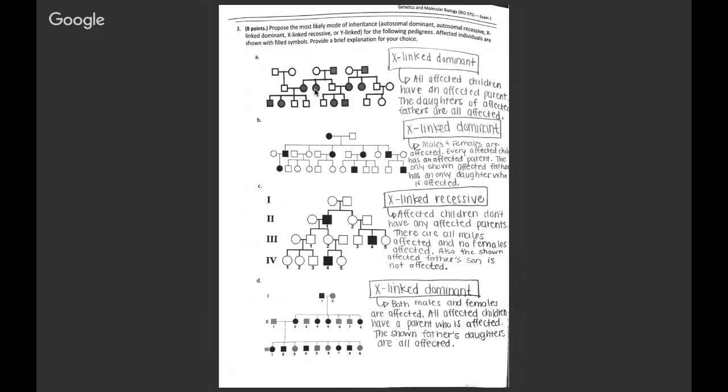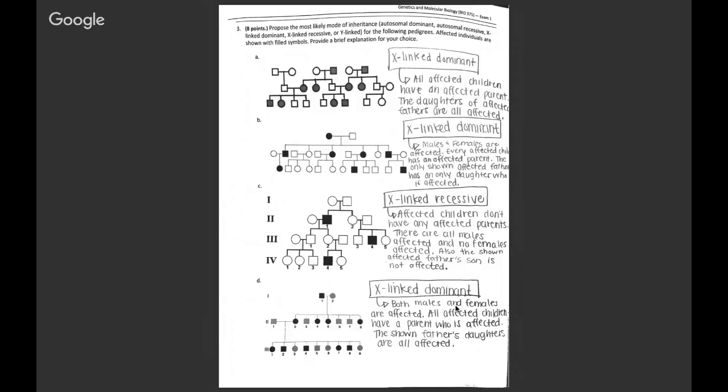Both of these are. For part B, it's X-linked dominant, and that's because males and females are affected. Every affected child has an affected parent. The only shown affected father has an only daughter who is affected. For part C, it's X-linked recessive, and that's because affected children don't have any affected parents. There are all males and no females affected, and also the shown affected father's son is not affected. That's shown here.